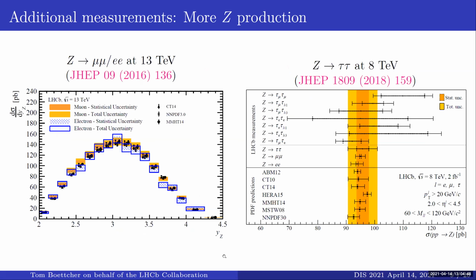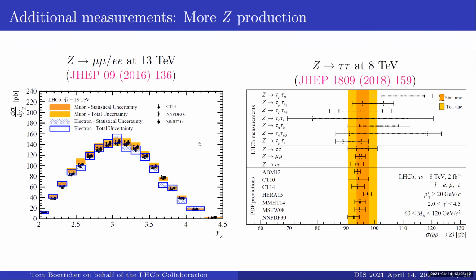In addition to these measurements of Z and W production, LHCb has also measured Z to mu mu and Z to ee at 13 TeV. This is the Z rapidity distribution measured using 2015 data, and this data is now used in the CT18 PDF fit. The orange shows the muon channel and the blue shows the electron channel.